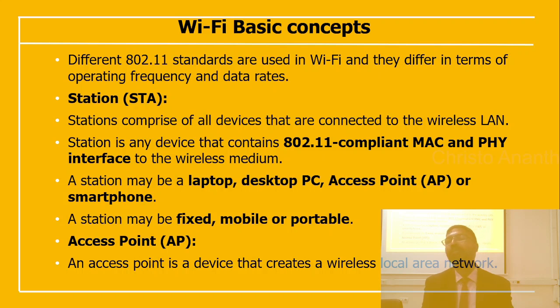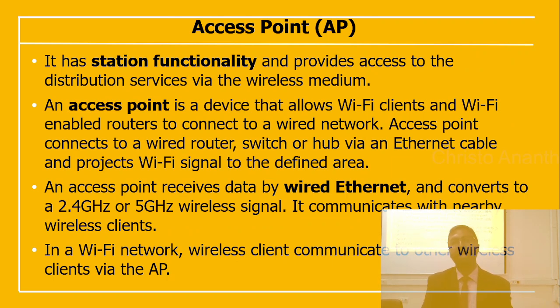Then we have the access point. An access point is a device that contains station functionality, and of course it provides access to the distribution services through the wireless medium. The access point, the center point, is a device which allows Wi-Fi clients and Wi-Fi enabled routers to connect to the wired network. The AP is connected to the wired router, a switch or a hub through an Ethernet cable and projects the Wi-Fi signal to the defined area.